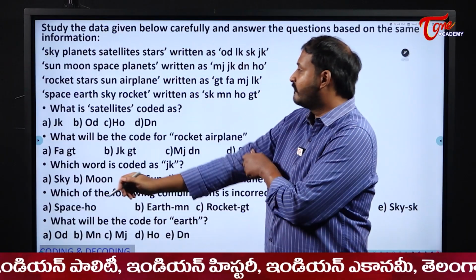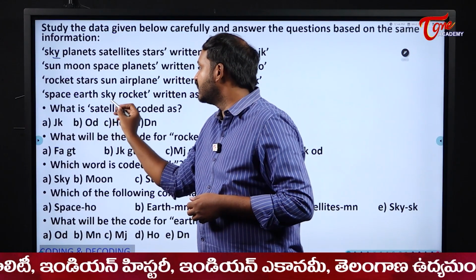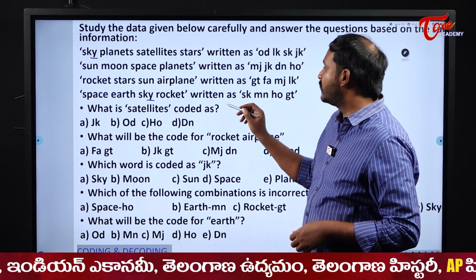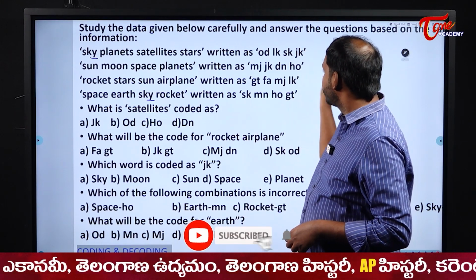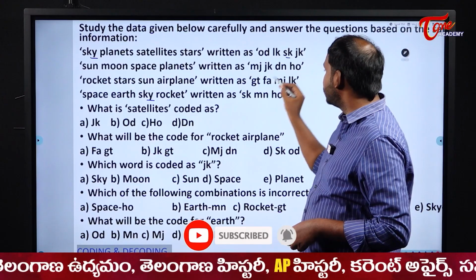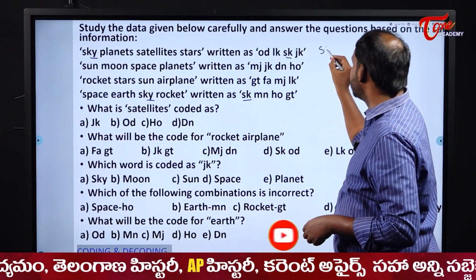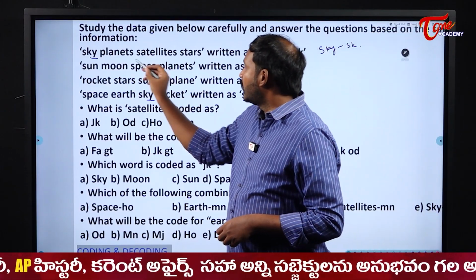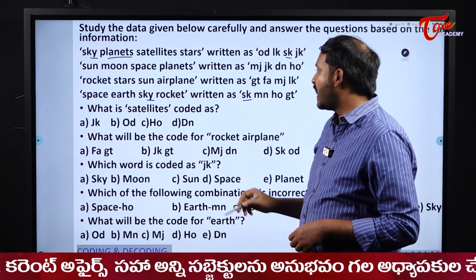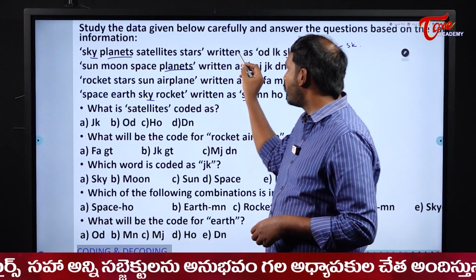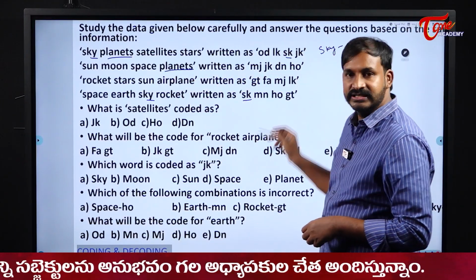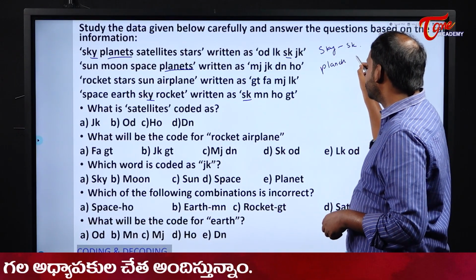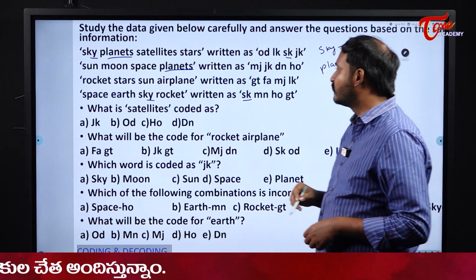So first, sky. Sky is there here and here. So sky is coded as what for us here? What is common in these two? SK, SK. Okay, sky is coded as SK. Fine. Next one, planets. Where do we have planets? We have planets here and here. What is common in these two, students? JK, JK, right? So planets is coded as JK.